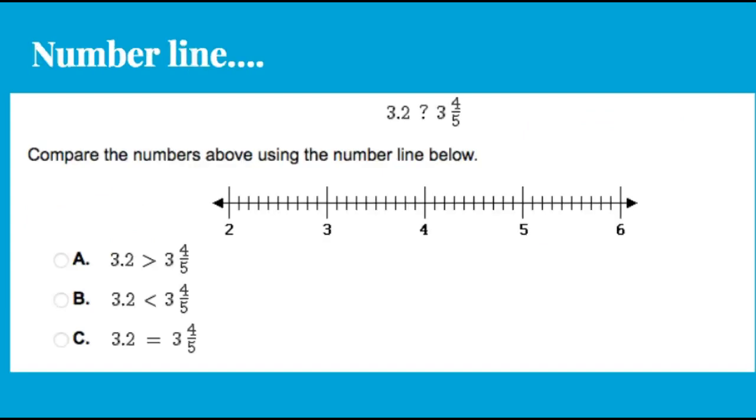Here we go with the number lines. Compare the numbers above using the number line below. So I'm going to look at this first number, 3 and 2/10. Look at my number line, how it's broken up: 2, 3, 4, 5, and 6.